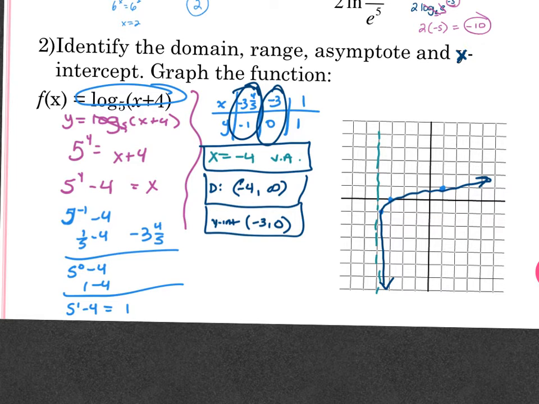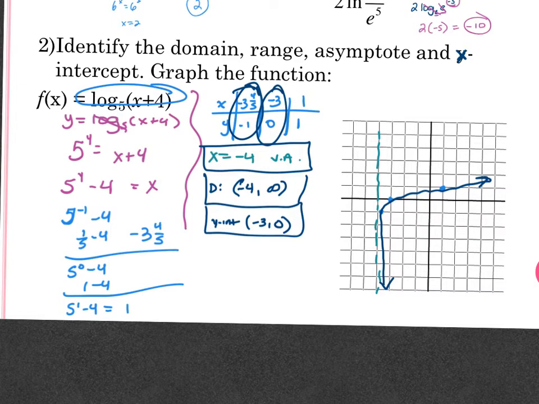Yep. When you have an exponential, you always look for the horizontal asymptote, and then with the log, you look for vertical. Exactly. So like, a log can have a horizontal asymptote? It cannot. No. Because it's always going to be increasing, right? There's no stop. Okay. Yeah.